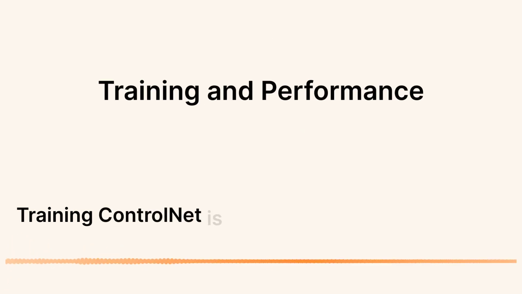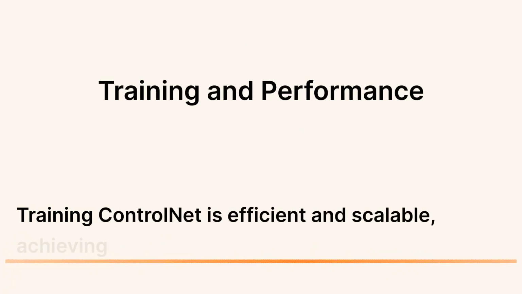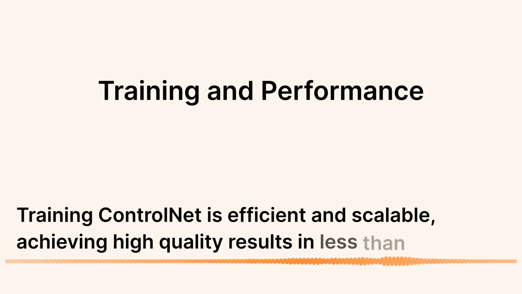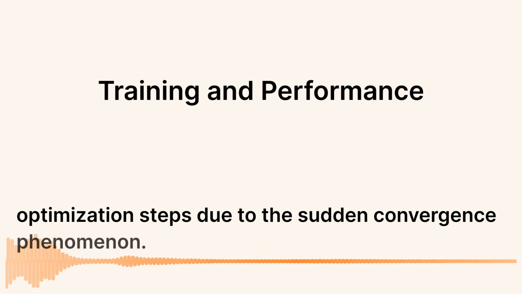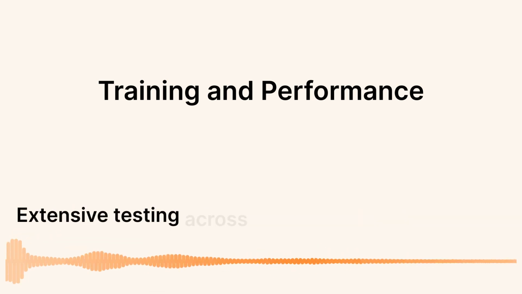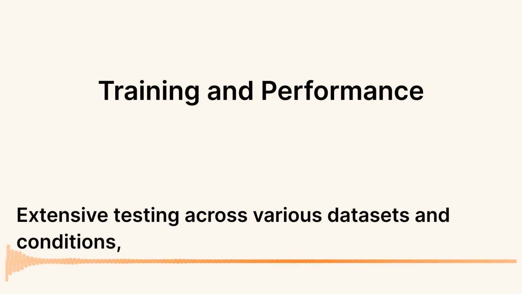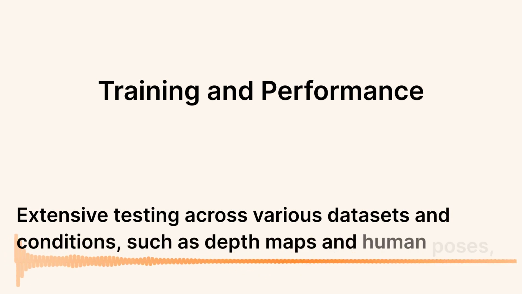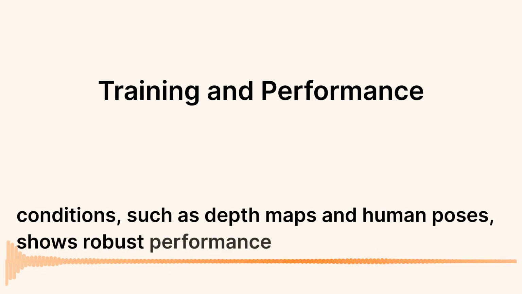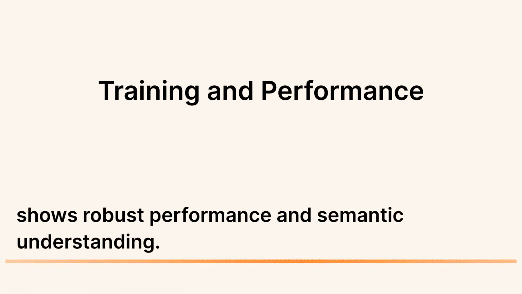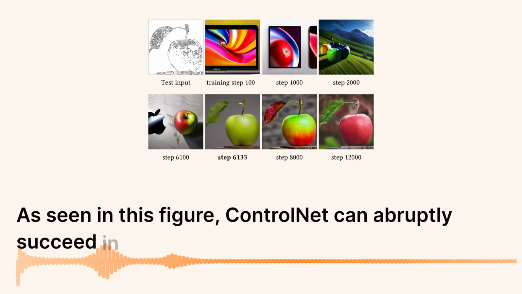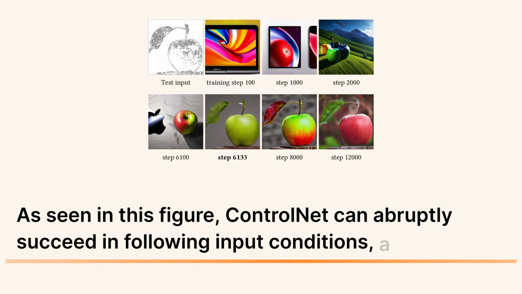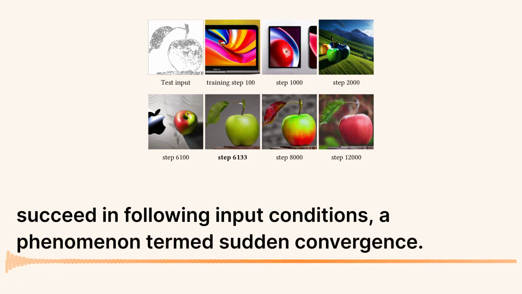Training ControlNet is efficient and scalable, achieving high-quality results in less than 10K optimization steps due to the sudden convergence phenomenon. Extensive testing across various datasets and conditions, such as depth maps and human poses, shows robust performance and semantic understanding. As seen in this figure, ControlNet can abruptly succeed in following input conditions, a phenomenon termed sudden convergence.